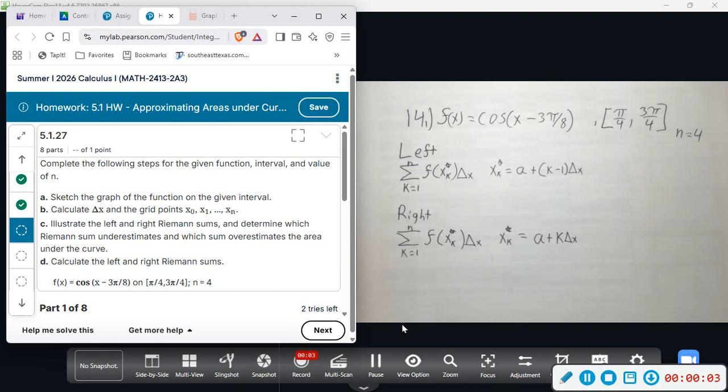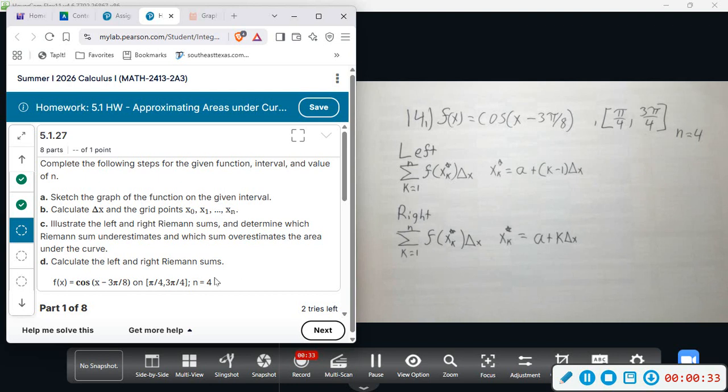All right, number 14, we have 8 parts, or there's 4 steps. It wants us to complete the following steps given the function, the interval, and the value of n. So we're going to sketch the graph of the function. We're going to calculate the change in x, the grid points. We're going to illustrate the left and right Riemann sums, determine whether the Riemann sum underestimates or overestimates the area, and then we're going to calculate the left and right Riemann sums.